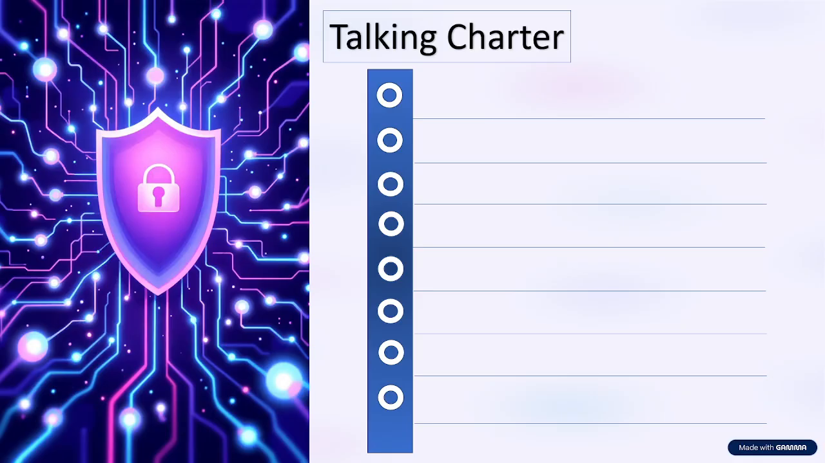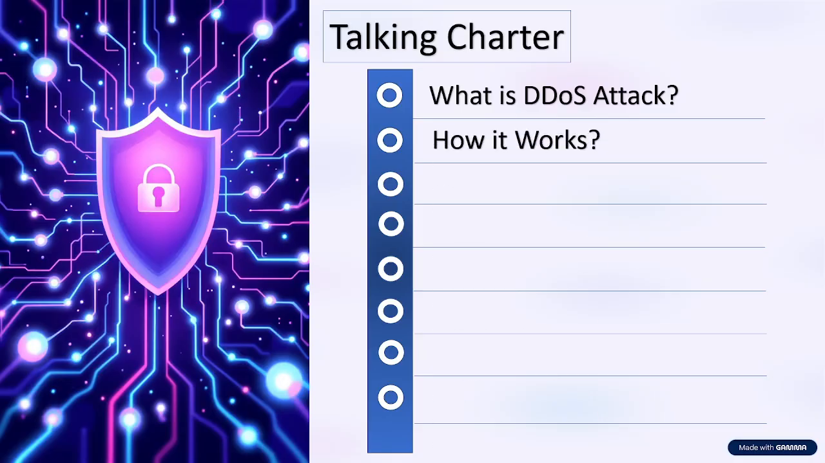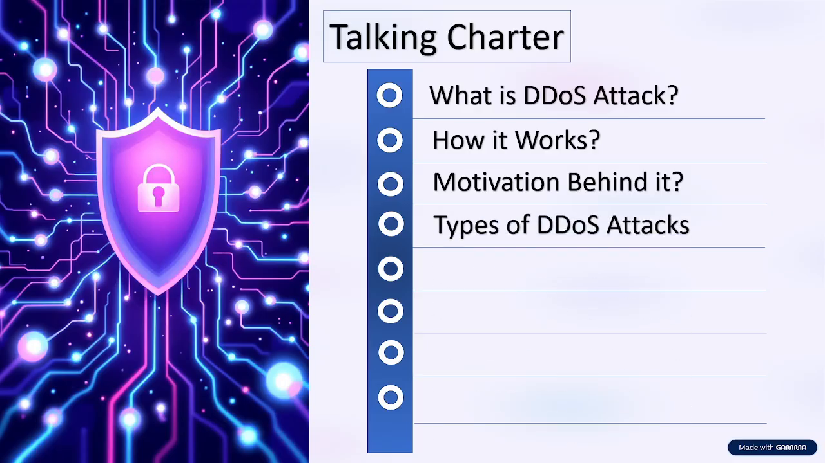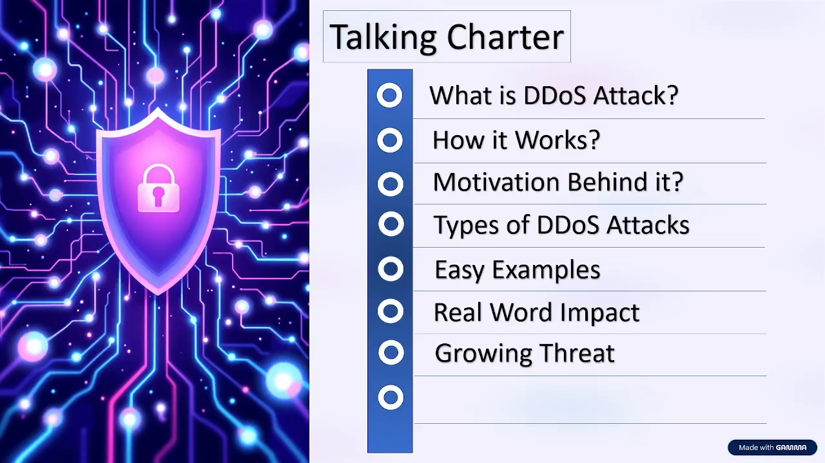We will begin by defining what a DDoS attack is, then delve into how it works and the motivations behind these malicious actions. We will also explore the different types of DDoS attacks, illustrating them with easy to understand examples. Finally, we will discuss their real world impact, highlight why it's a growing threat, and most importantly, cover effective defense strategies. This chapter will guide us through our exploration of this critical cybersecurity topic.